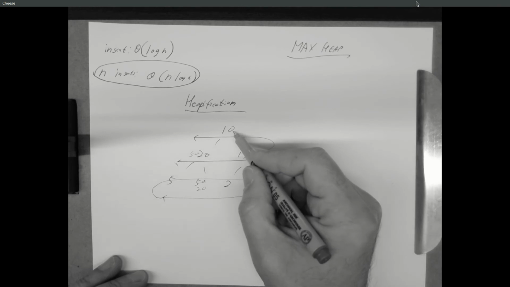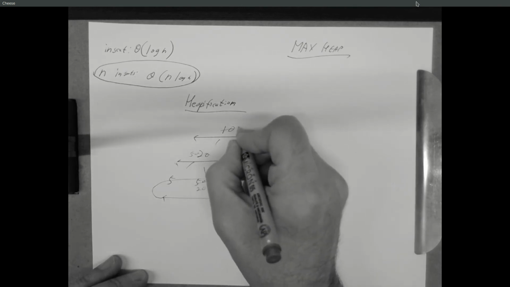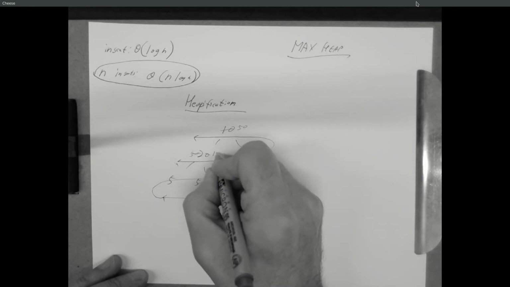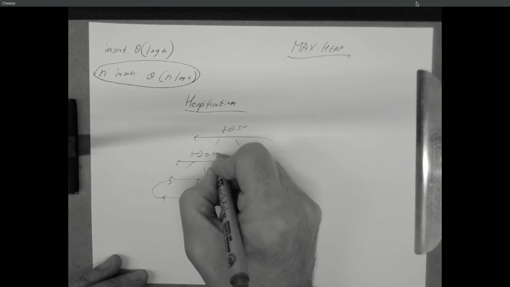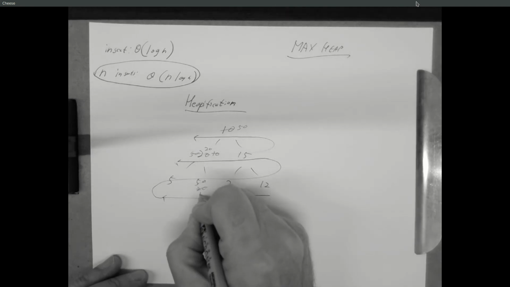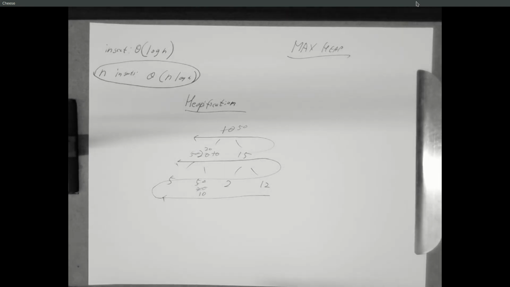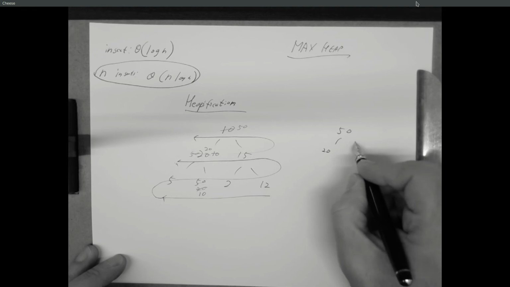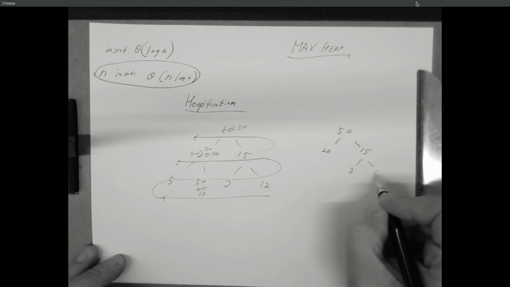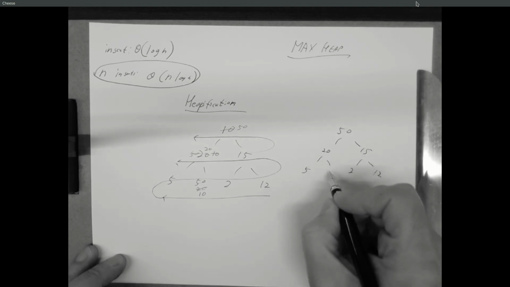There's a 10. Satisfy or violate? Violate. Swap with the largest child, which is 50. Put a 10 down here. Does that satisfy the heap property? Nope. Swap with the largest child. Put the 20 there. Put the 10 down here. And we're done. We got a heap. So our new heap is 50, 20, 15, 2, 12, 5, 10.